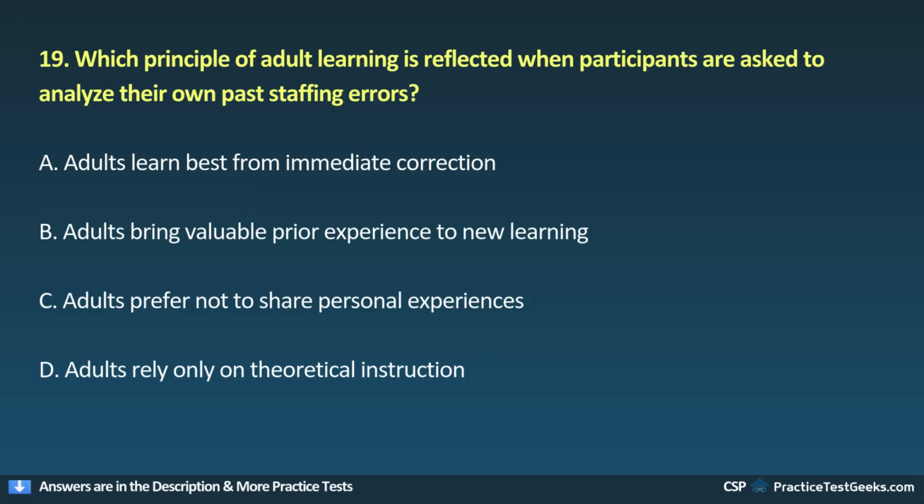19. Which principle of adult learning is reflected when participants are asked to analyze their own past staffing errors? A. Adults learn best from immediate correction. B. Adults bring valuable prior experience to new learning. C. Adults prefer not to share personal experiences. D. Adults rely only on theoretical instruction.